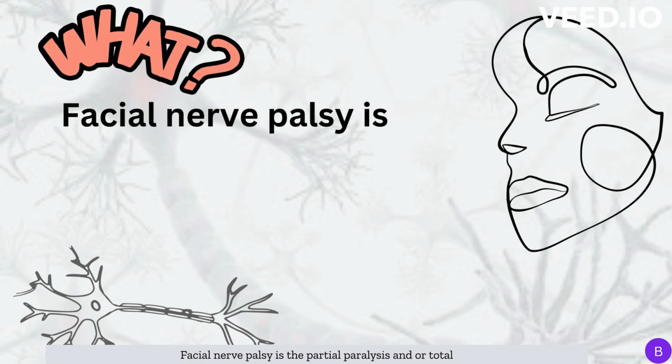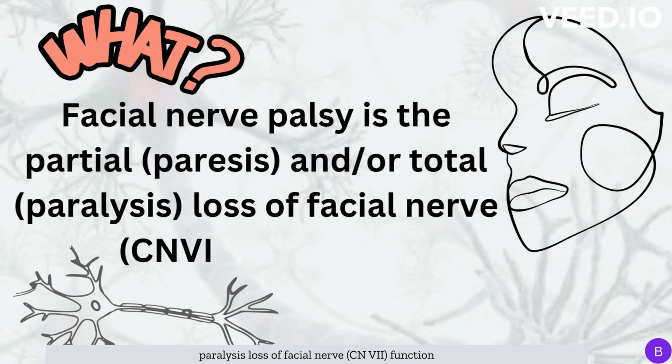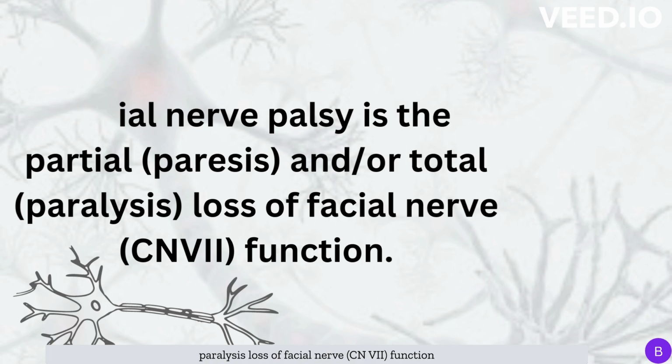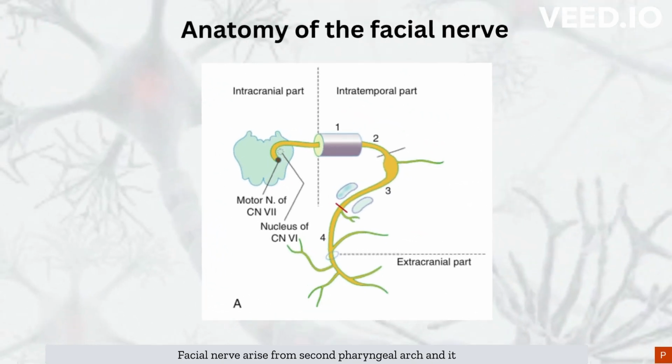Facial nerve palsy is the partial paralysis and/or total paralysis loss of facial nerve, cranial nerve 7 function. I will be talking about anatomy of facial nerve. Facial nerve arises from second pharyngeal arch and it runs from pons to parotid.